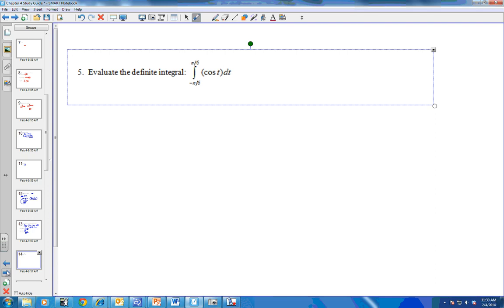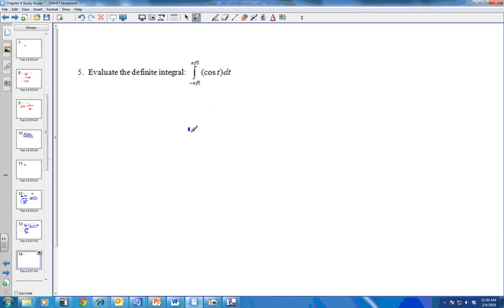Okay, number 5, evaluate the definite integral, negative pi over 6 to pi over 6 of cosine t. So first I'm going to integrate cosine, which is sine t, from negative pi over 6 to pi over 6. I'm going to plug those values in. So sine of pi over 6 minus the sine of negative pi over 6.